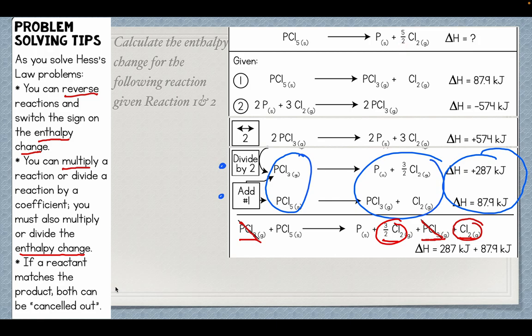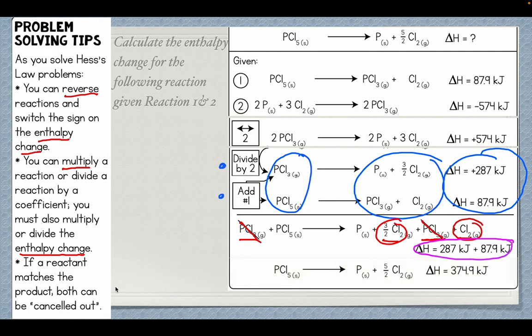And then I can also add together my delta H's to get my final reaction. It's a bit of problem solving. We will work through the example in class for the experiment that we will be conducting.